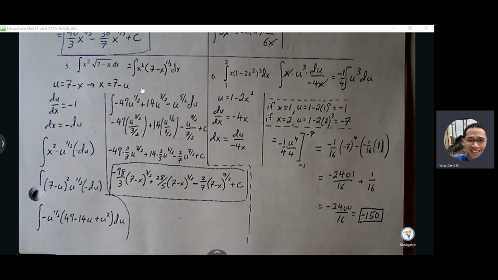It's fine, because I can't expand this. I mean, I could, but it would take too long. It'd take longer, right? So anything that's higher than exponent 2, I want to consider u substitution.